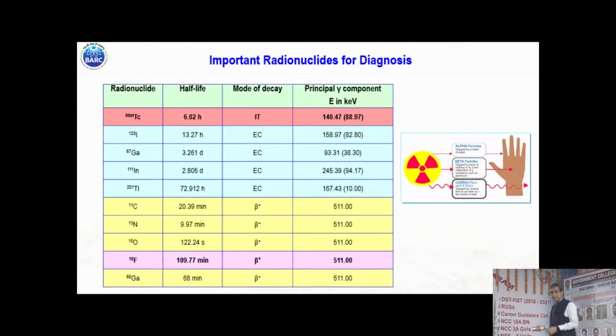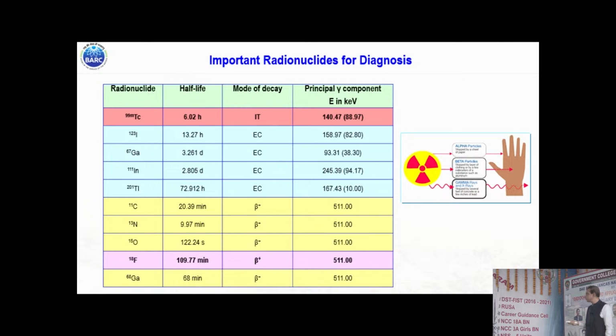Now, see, these are the important radioisotopes we use for diagnosis, that is, for knowing whether the patient is having any problem in the body. And I already told you the majority comes from 99m technetium. The majority of radiopharmaceuticals are based on 99m technetium. It is almost 80% that is used. There are some other isotopes, but their use is comparatively much less.